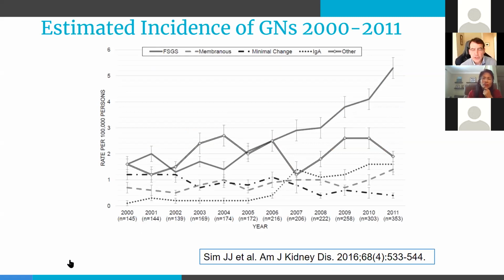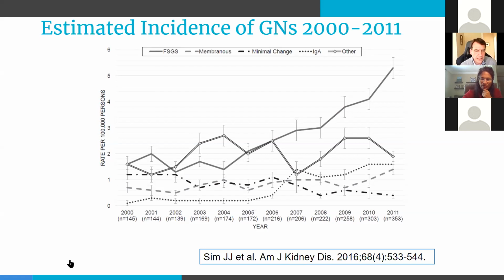Now I'm going to talk more specifically about IgA and give an idea of what IgA represents in the world of kidney diseases or glomerular diseases. So IgA nephropathy is the most common glomerular disease in the world. And there is a sense that IgA nephropathy, or the incidence of IgA nephropathy, may be increasing.